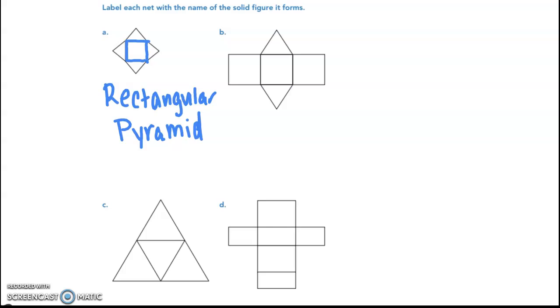For shape B, I have 2 triangles right here. Those are my 2 bases. So it's going to be triangular because that's the shape. And then that's not going to fold up into a point. If I have 2 bases, it is going to be a prism. So this is a triangular prism.